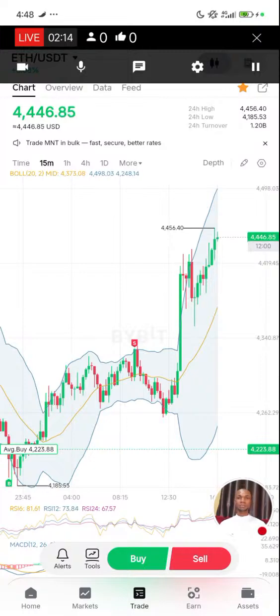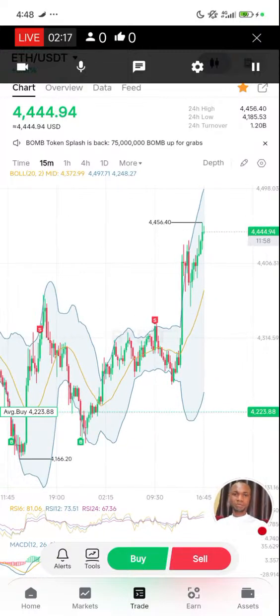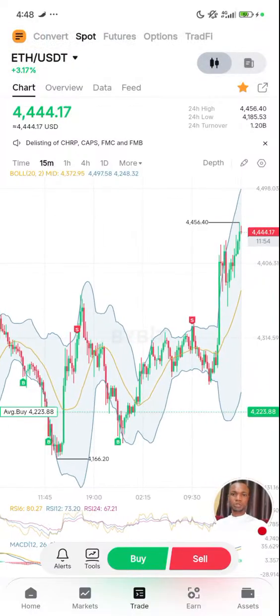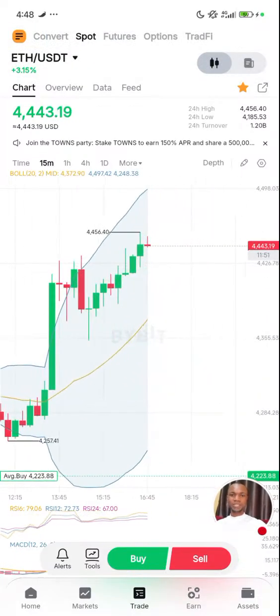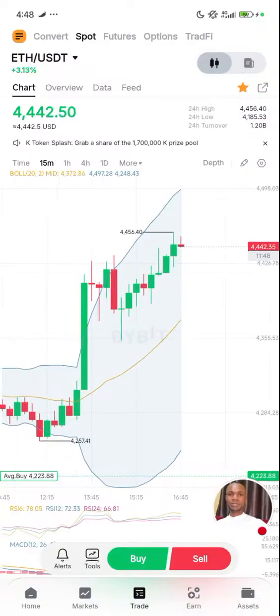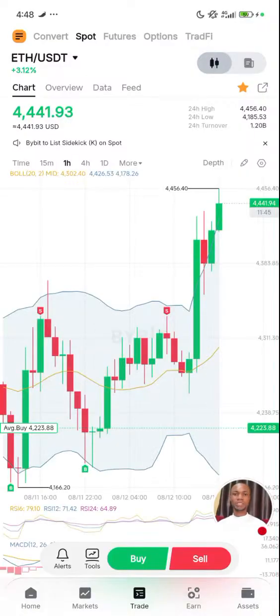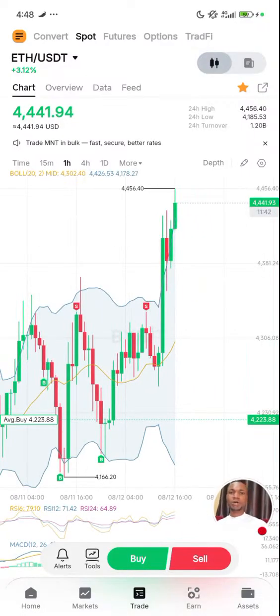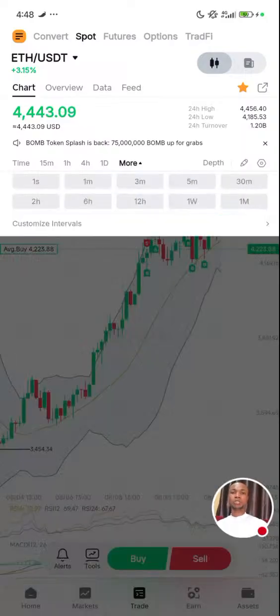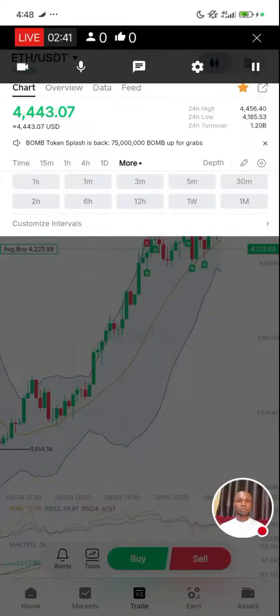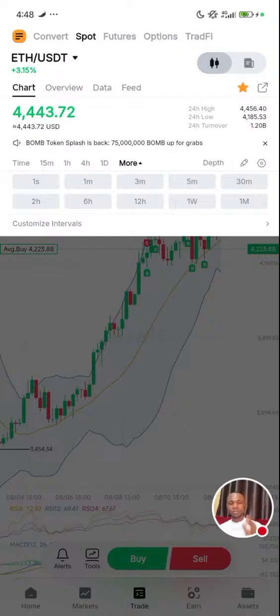All right, so you can see right here the price, and this is the 15 minutes time frame, this is the 1 hour time frame, and this is the 4 hours time frame. So today I'm going to be explaining what these time frames are all about, all of them. In all these time frames, you can see this time frame here.